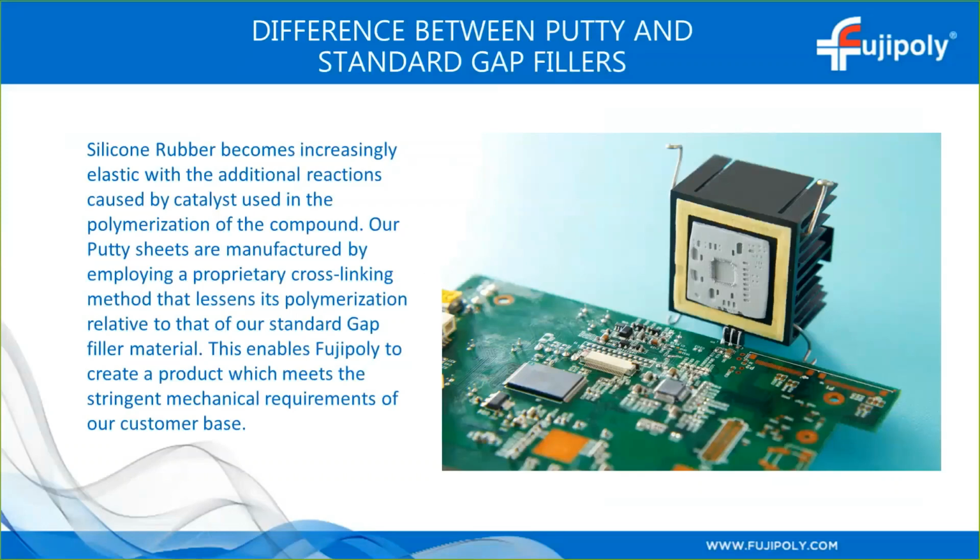Silicone rubber becomes increasingly elastic with the additional reactions caused by catalysts used in the polymerization of the compound. Our putty sheets are manufactured by employing a proprietary cross-linking method that lessens its polymerization relative to that of our standard gap filler material. This enables Fujipoly to create a product which meets the stringent mechanical requirements of our customer base.